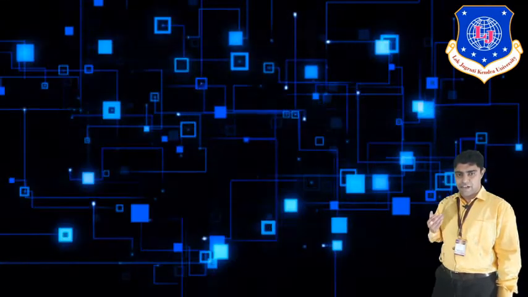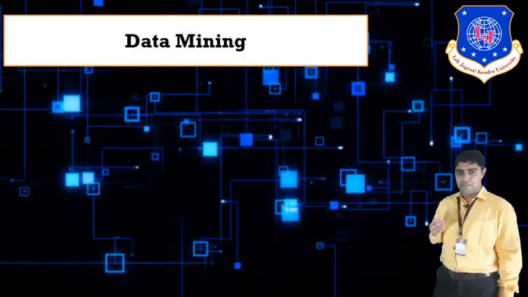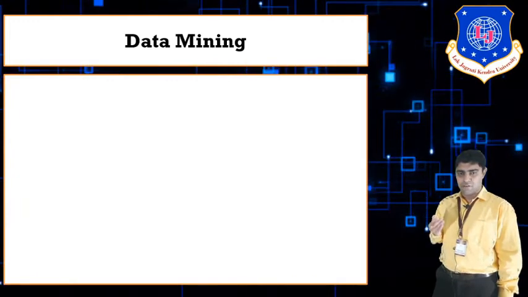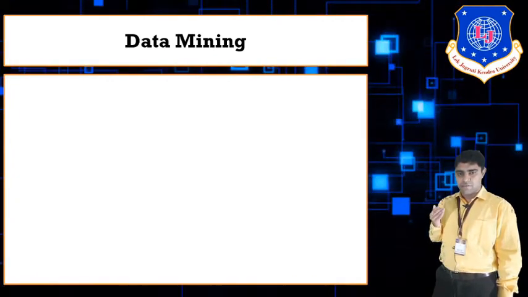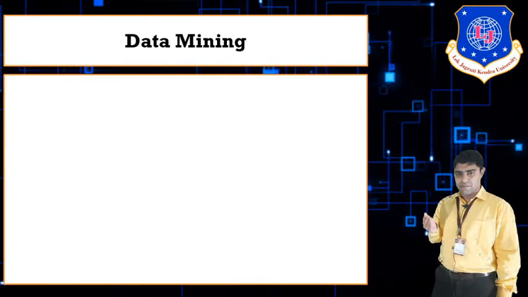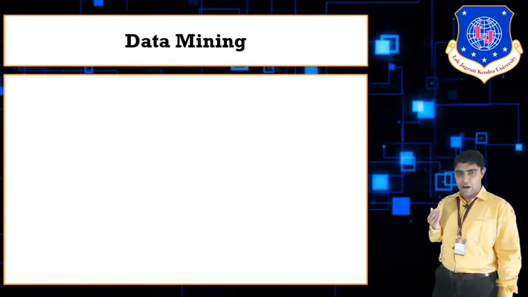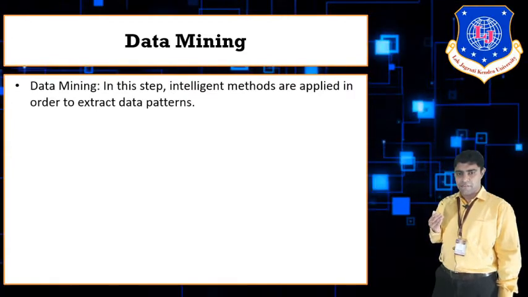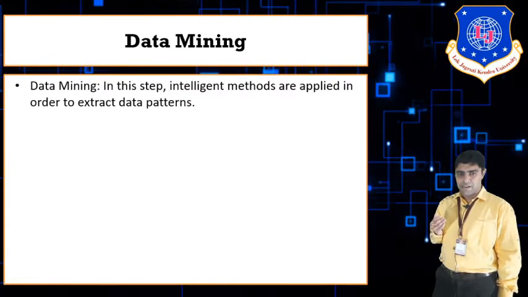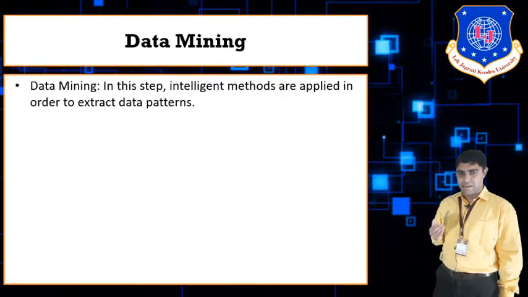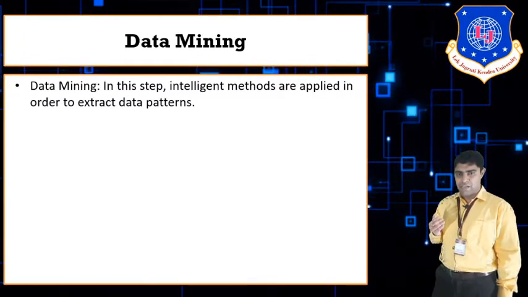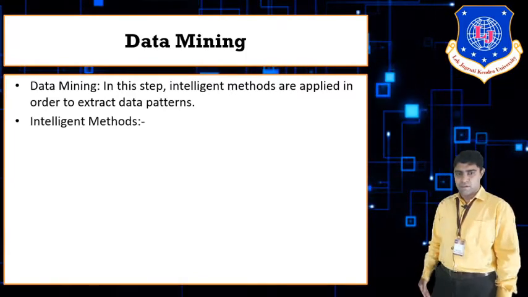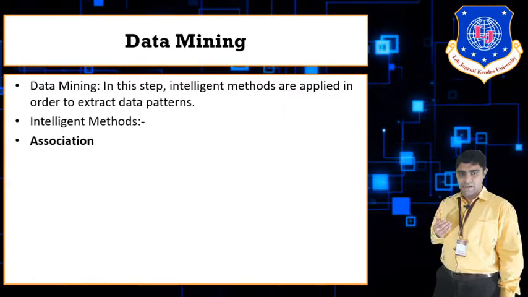After this data transformation, the next step is data mining. In this step we will apply different types of data mining techniques like association rule mining, classification, prediction, regression analysis, outlier analysis, etc. In this step, intelligent methods are applied in order to extract data patterns. We will extract different types of data patterns, and intelligent methods are applied in the data mining technique. Intelligent methods like association rule mining.